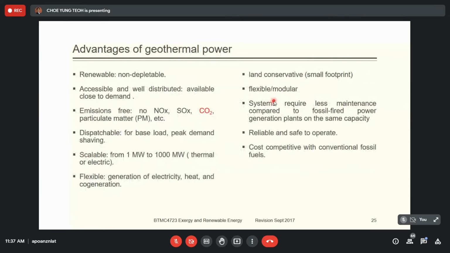Okay, and it's flexible and modular because you can adjust the output. And the system requires less maintenance compared to a fossil fuel power generation plant of the same capacity because you do not need a combustion chamber. You do not need a furnace to burn the fuel. Okay, and geothermal is always reliable and safe to operate. Cost competitive with the conventional fossil fuels. If you have that resource, definitely the price is competitive with conventional fossil fuel. It can be very cheap. No need for any government support. You can do that.